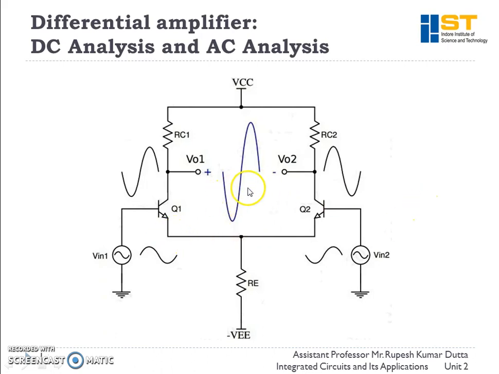And to understand that, we need to understand what is a balanced output. Balanced output means that if you are taking output between these two terminals, not between this and ground and not between this and ground. So that is known as balanced output. And if you are taking output between this and ground, and this is not used, then this will be known as unbalanced output. So we can differentiate differential amplifier in four different categories, like dual input, balanced output, single input, balanced output, dual input, unbalanced output, like this.